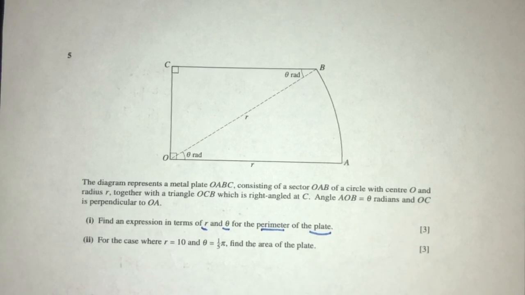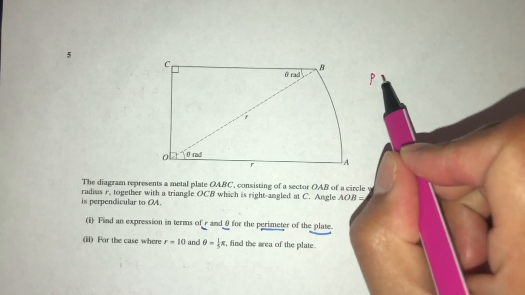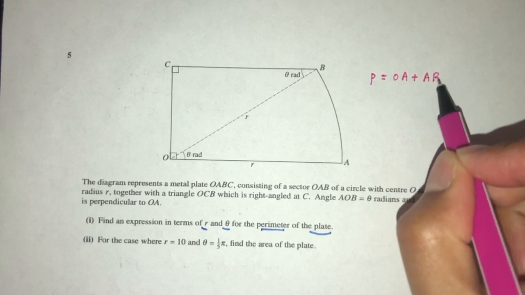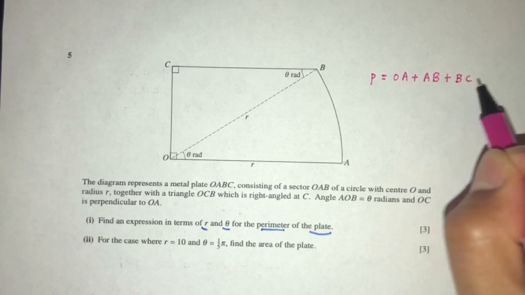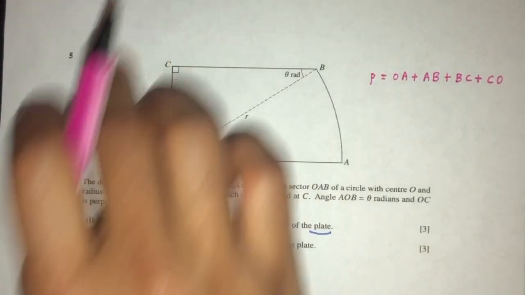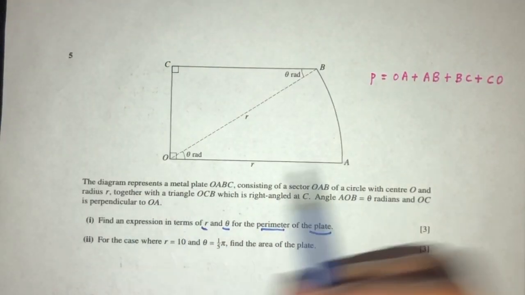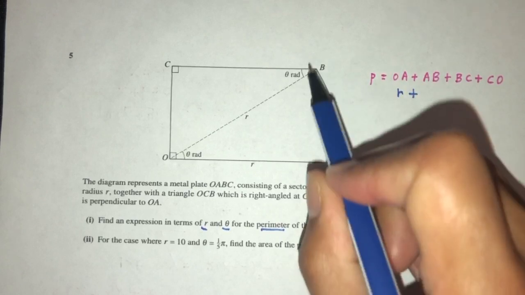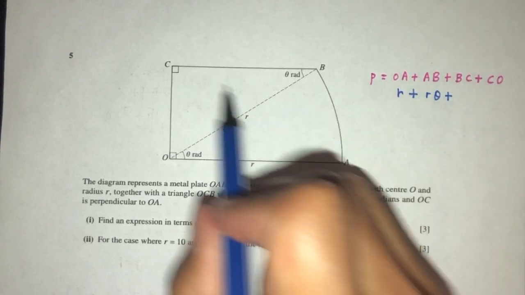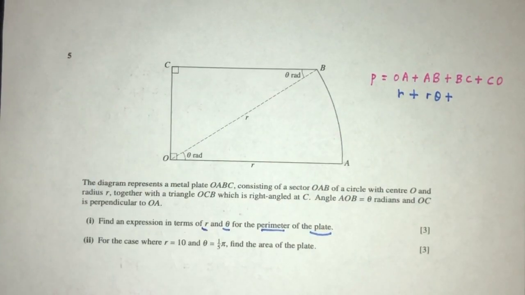So how would you find the perimeter of the plate? Pretty easy. We have to find the distance around the plate. So by observation, P will be OA plus AB plus BC plus CO. Now OA is simply R, AB is arc length, which is R times theta, plus BC is this one. So how can you find this one?